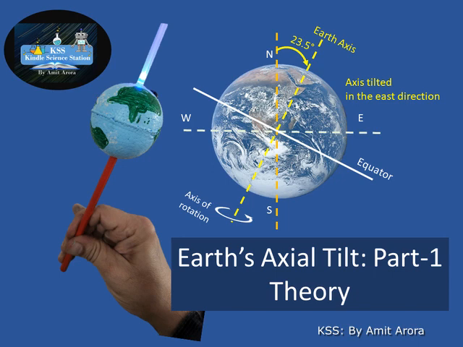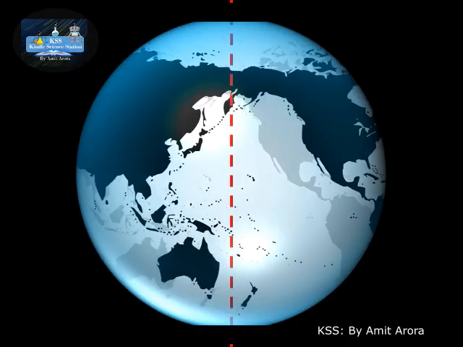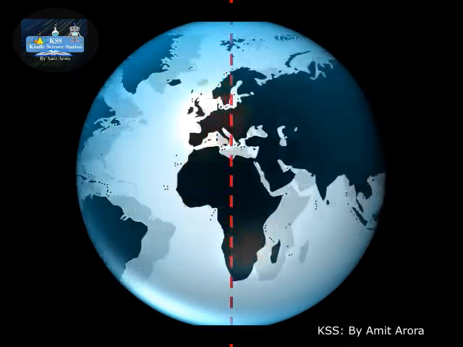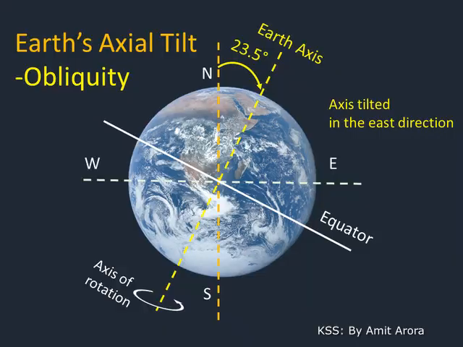So let us start. To understand what is axis of an earth, imagine you inserted a pencil directly into the earth around which it is rotating or spinning. Replace this pencil with some imaginary line. This imaginary line then becomes the axis of an earth. But this axis of an earth is not running straight up and down, but it is tilted to an angle of about 23.5 degrees. This is called an earth axial tilt, also known as obliquity.